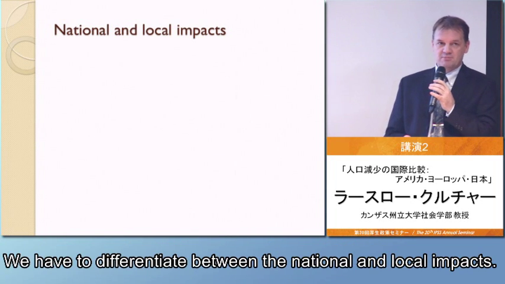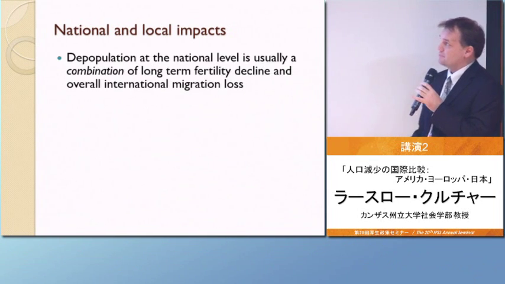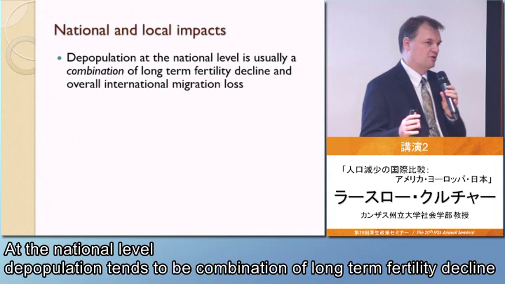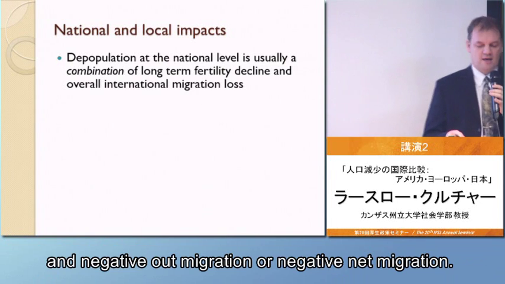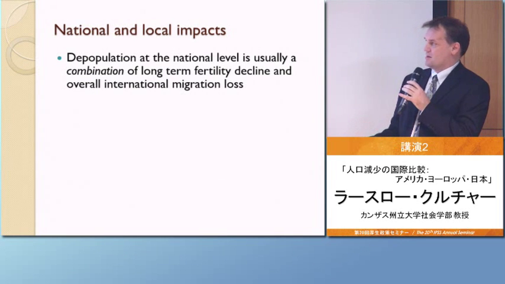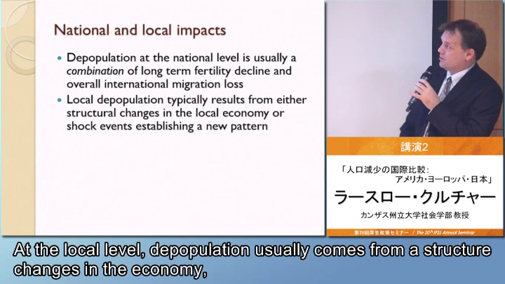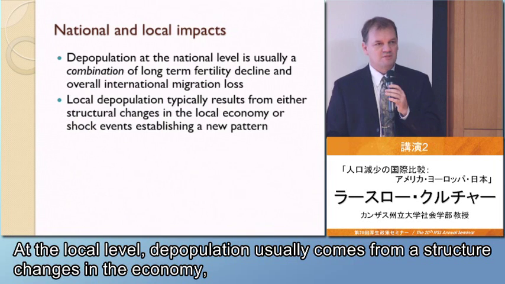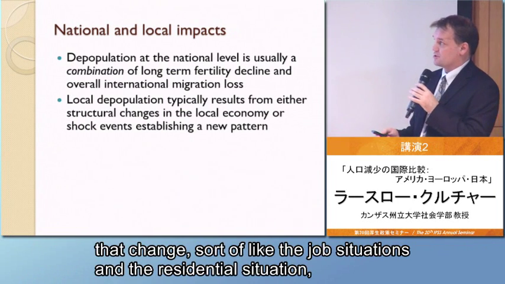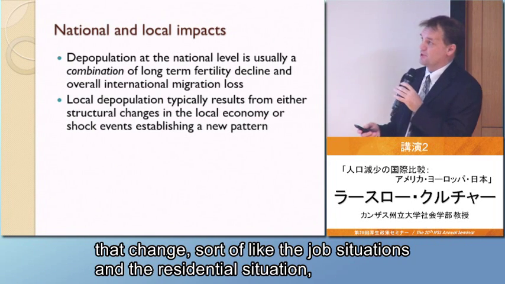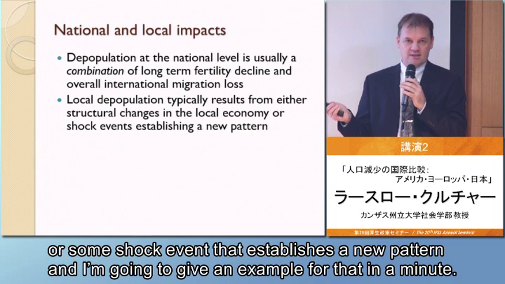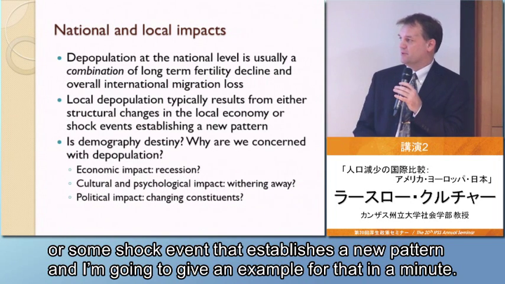So we have to differentiate between the national and local impacts. At the national level, depopulation tends to be a combination of long-term fertility decline and negative net migration. At the local level, depopulation usually comes from structural changes in the economy that change the job situations and residential situations, or some shock event that establishes a new pattern. And I'm going to give an example of that in a minute.